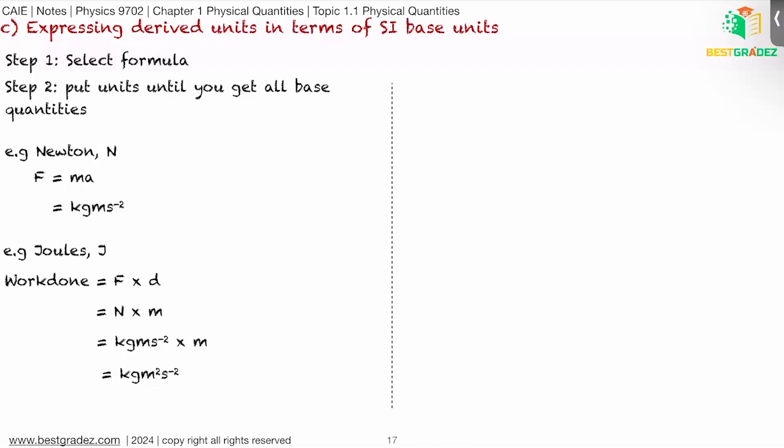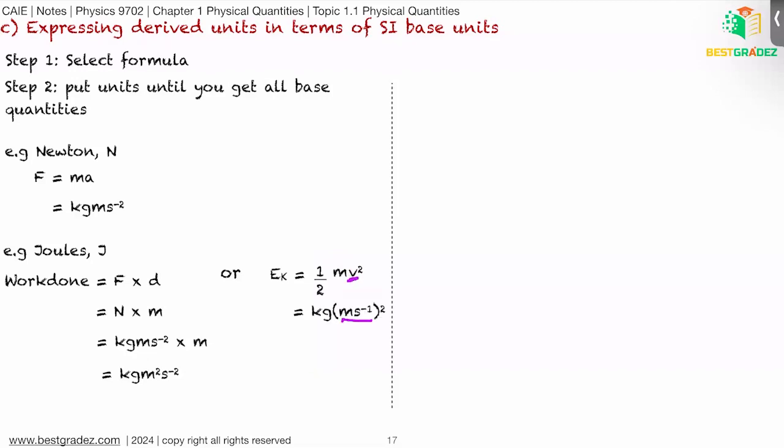Now here a point comes up: what if someone uses another formula, because joules come from different formulas? What if someone uses half mv square? Whichever formula you use, as long as it gives the answer in joules, you should get the same answer. In this case, however, half is not a physical quantity, does not have any unit, so we'll ignore half. We can't put any unit for half. We are only interested in the physical quantities. So instead of m, which is mass, I'll put kilograms.